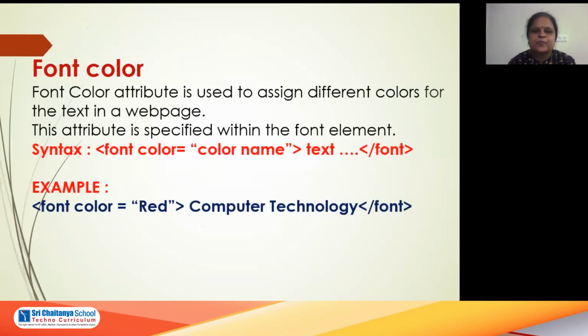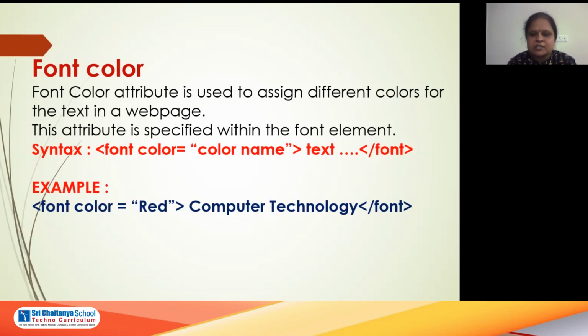Next is font color. What will this do? Obviously you all know it will change the color of the text. So the font color attribute is used to assign different colors to the text in a web page. The syntax you can see here: font color. Color is an attribute to which the value we give is a color name, for example yellow, blue, black, whatever you want. And you end the tag with /font. In between, whatever text you write will be displayed in the same color.